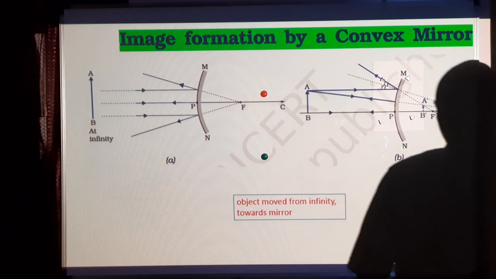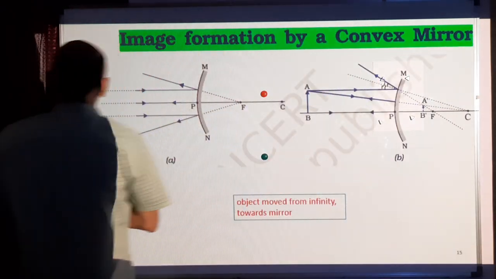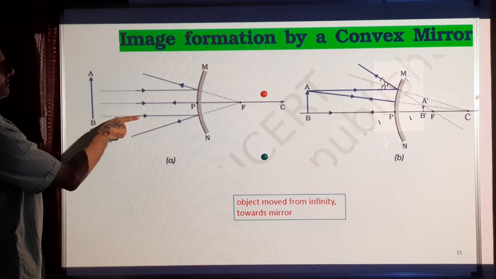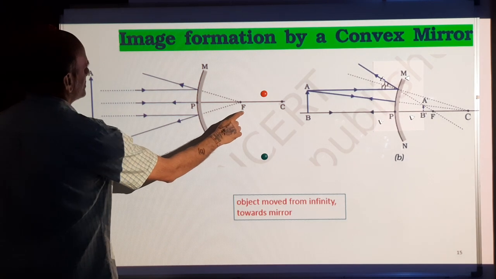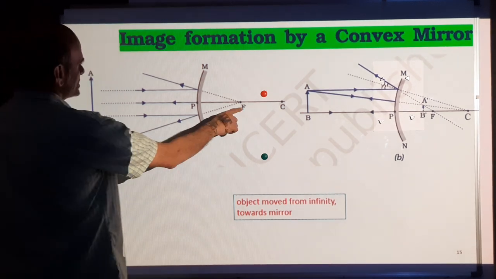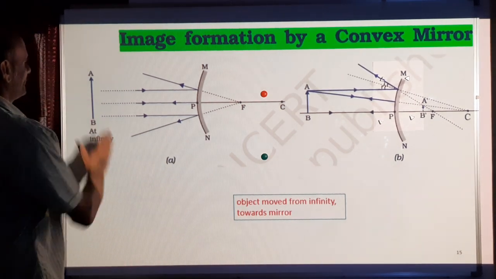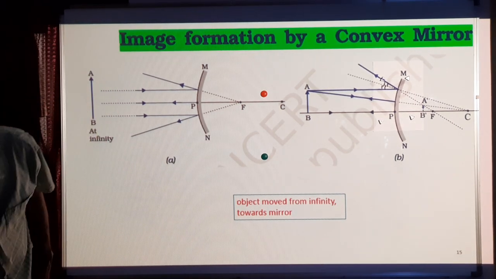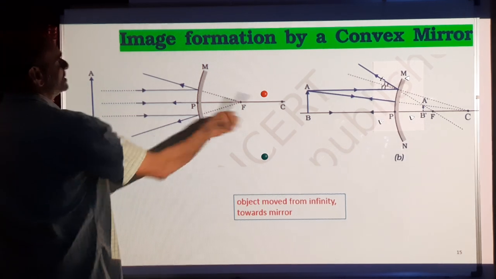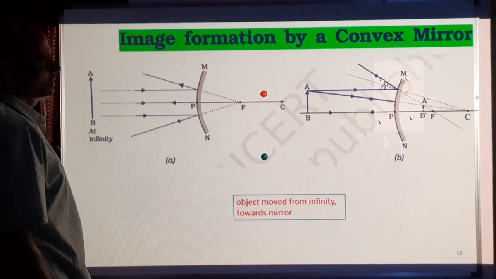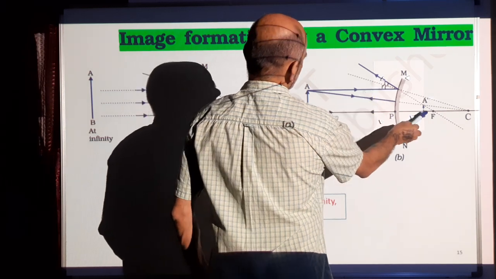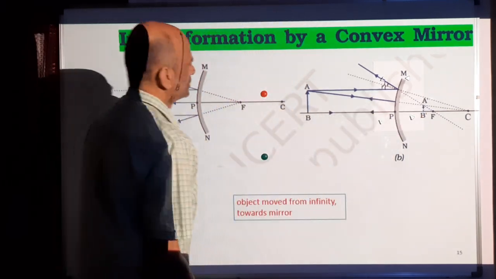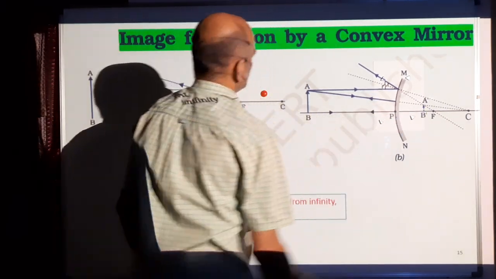For a convex mirror, object at infinity produces parallel beam of rays. After hitting the mirror, they diverge. But these divergent rays are projected backwards to appear to start from a point, which is the focus. It's a virtual focus. After that, as you bring the object to a finite distance, wherever it is placed, the nature of the image is the same. So within a finite distance, you get divergent rays projected backwards that appear to start from here. So this is a virtual image, A prime, B prime.